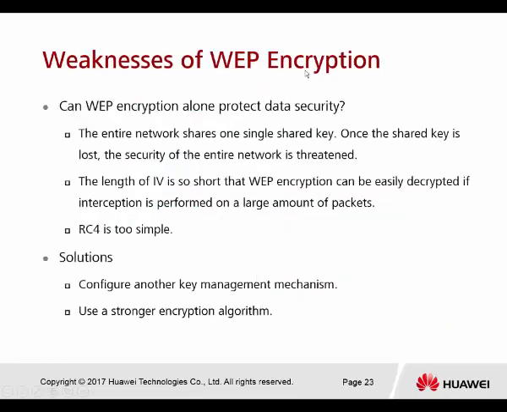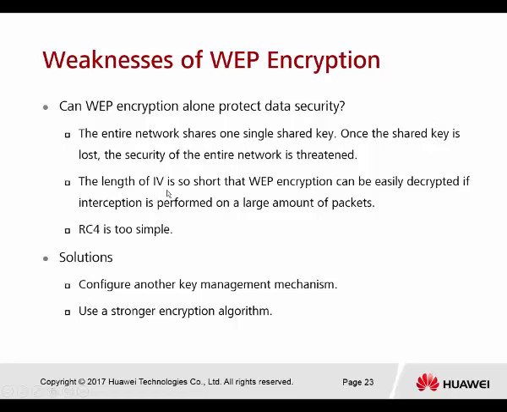So this is the weakness of WEP encryption. The entire network shares one single shared key. Once the shared key is lost, the security of the entire network is threatened. So this is the main problem here. If you're using WEP, the entire network is using the same password. When this password is lost or successfully decrypted by some third-party user, he can use this password to access anywhere he wants. So this is the risk right here.